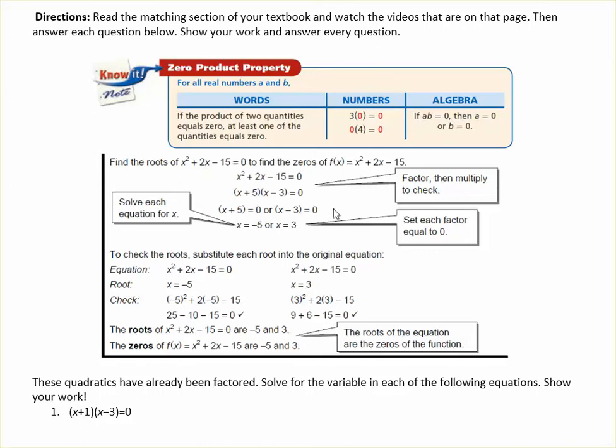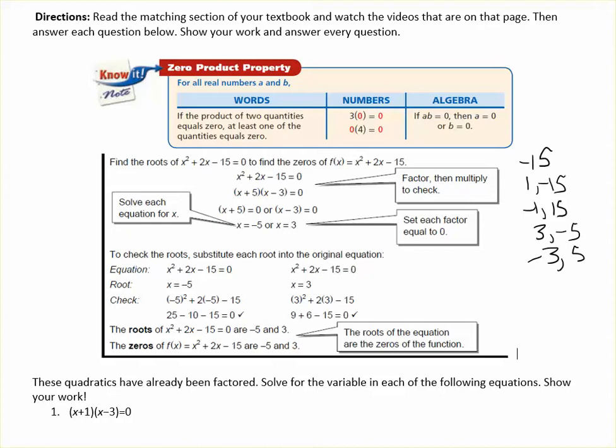We're going to look at the last term, which is negative 15, and we are going to find the factors of negative 15. Well, what times what equals 15? 1 times negative 15, negative 1 times 15, 3 times negative 5, and negative 3 times 5. Those are the factors of negative 15.